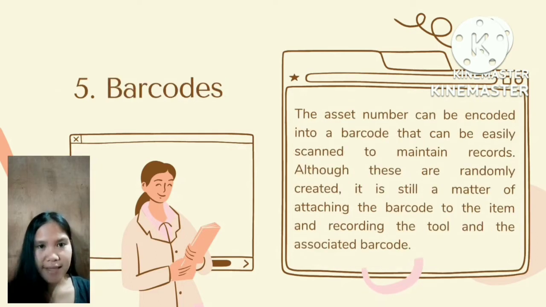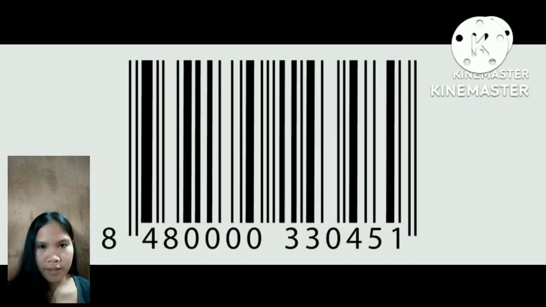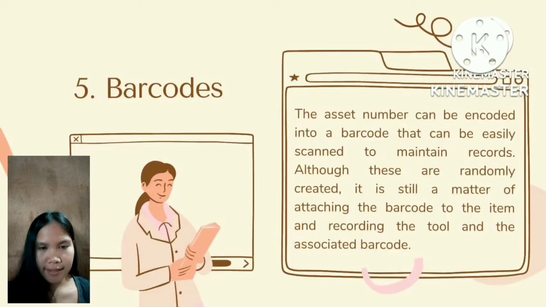Barcodes. The asset number can be encoded into a barcode that can be easily scanned to maintain records. These have the advantage of certainty in the elimination of data entry error. The business needs the equipment to be able to create these codes and attach them to the tool. Although these are randomly created, it is still simply a matter of attaching the barcode to the item, recording the tool and the associated barcode. Again, there are specialist asset control programs, but many businesses use Excel as a list and database management tool.